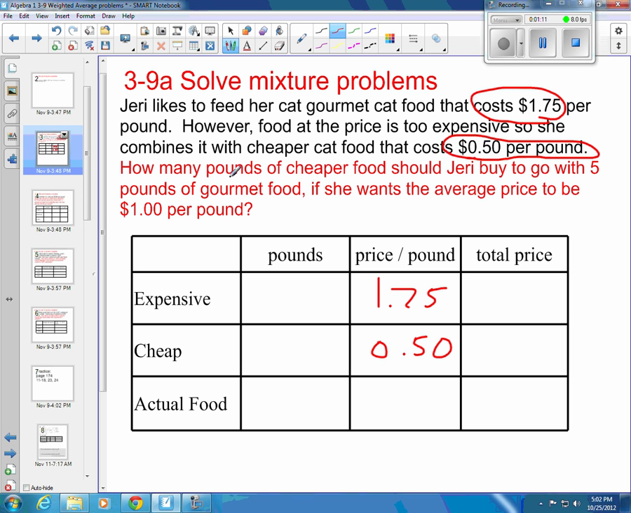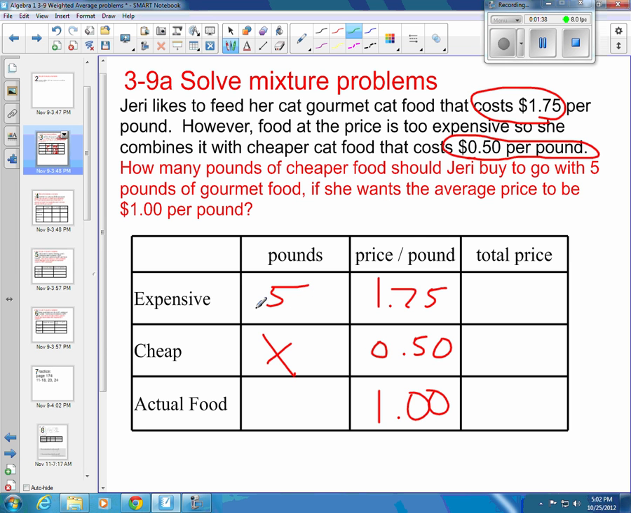We want to know how many pounds of cheaper food, x, should Jerry buy to go with 5 pounds of gourmet food, if she wants the average price to be $1 per pound. Okay, so I've got all the information filled in from the word problem that I know, and now I'm going to start trying to figure out what the other items in this table are going to be.